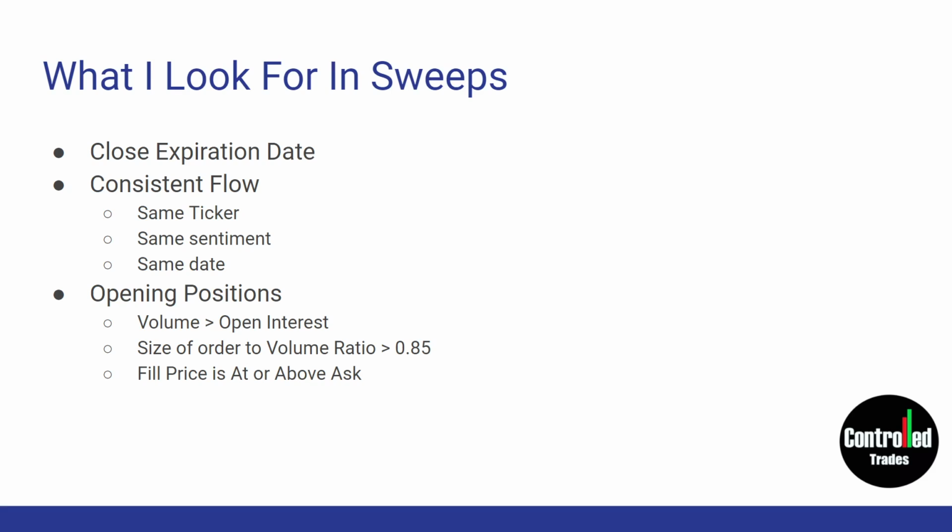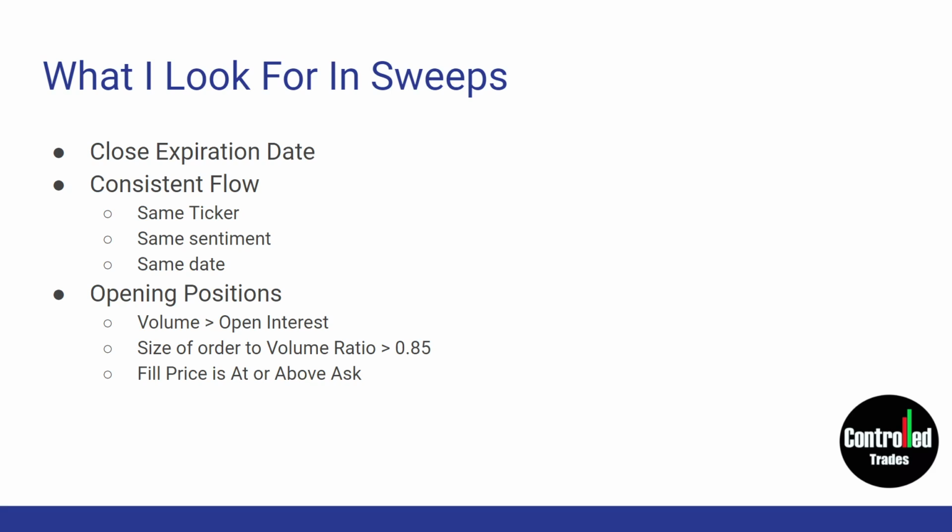And then there's two different scenarios that will catch my attention when it comes to these option sweeps. The first one is that I see consistent flow, or the second one is that I believe that an option sweep is an opening position. When I say consistent flow, what I'm referring to is that I see multiple option sweeps coming through for the same ticker that have the same sentiment, meaning that it's all calls or it's all puts, and they have the same expiration date. An example of that we'll look at in a little bit was on Friday. Disney had a lot of calls coming through for that week's expiration or the following week.